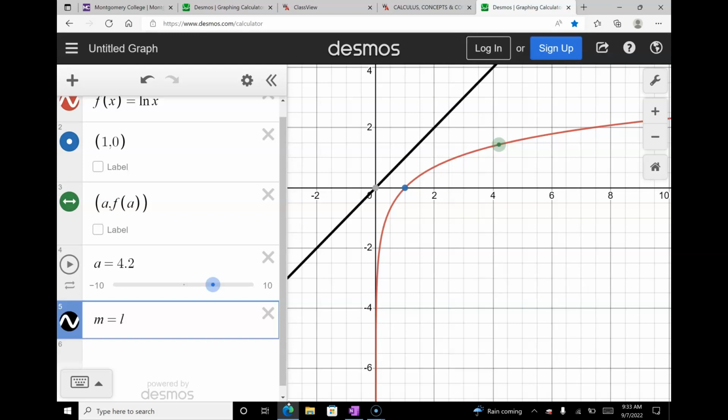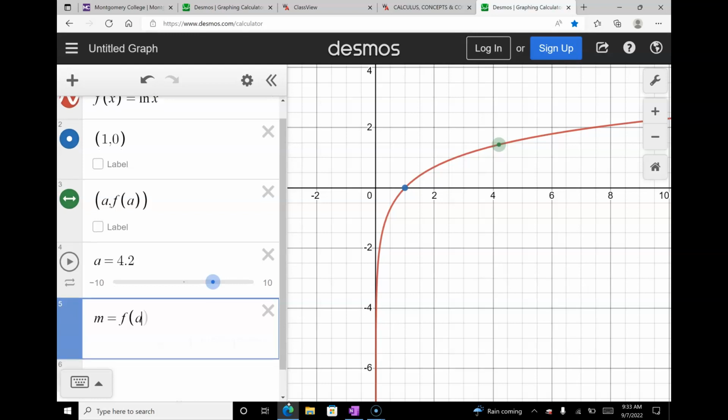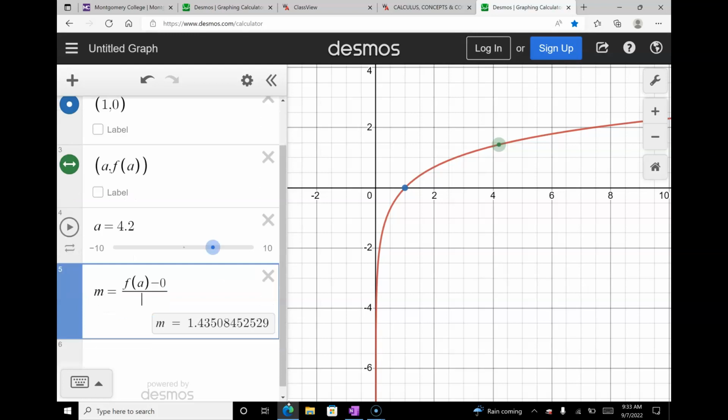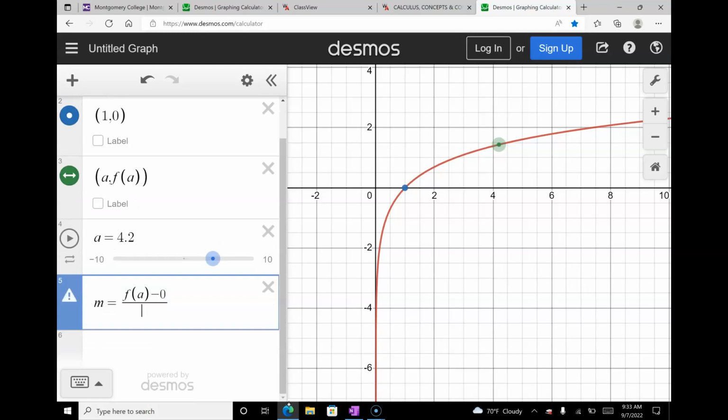ln of a, or f of a, I'll do it that way. f of a minus, what's the y value here? 0. Don't even need to write that, right? No, I'm going to do it anyway. Divided by a minus 1.